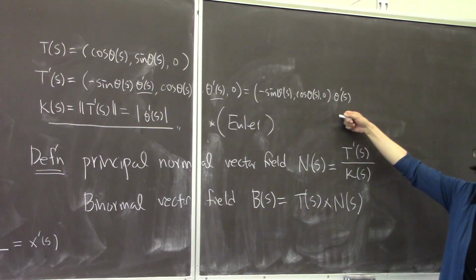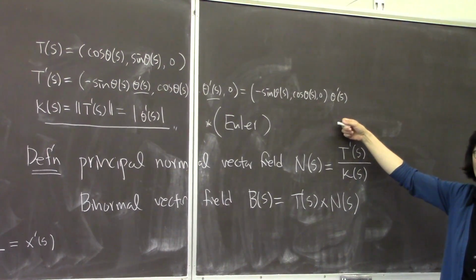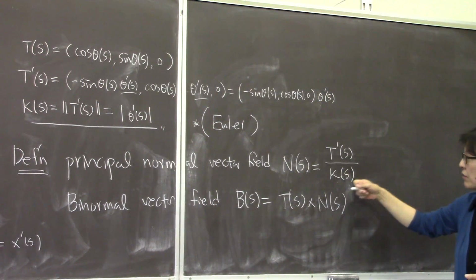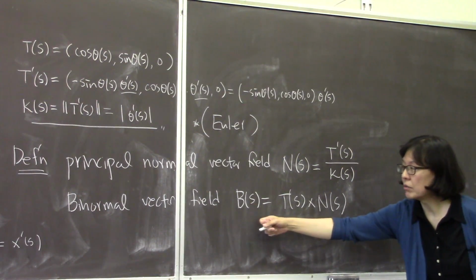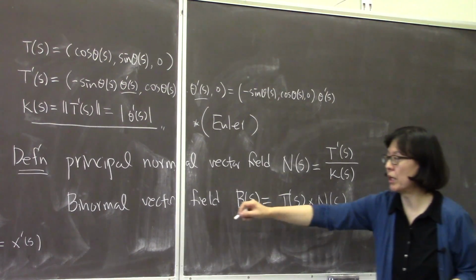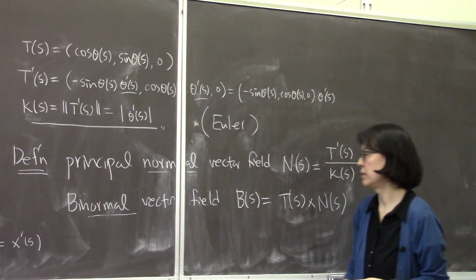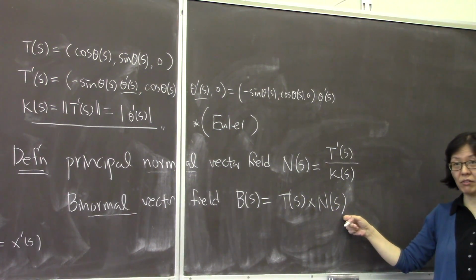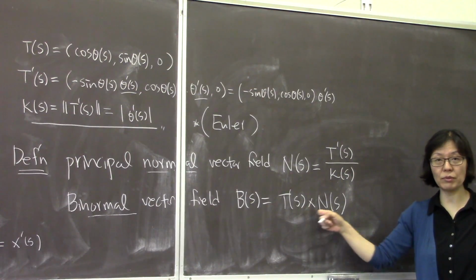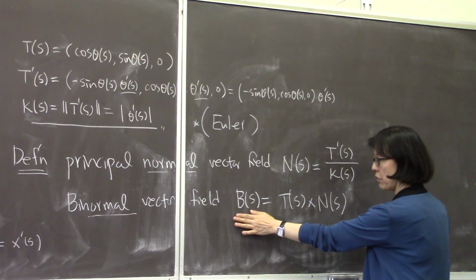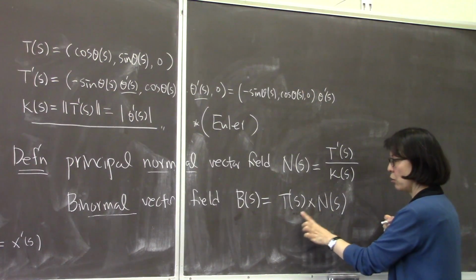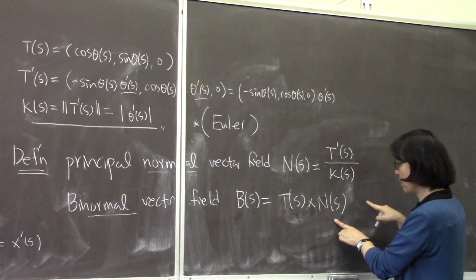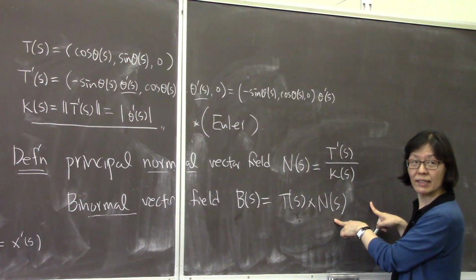Okay, so we have a unit tangent vector T, we have a principal normal vector field N, and we have a binormal vector field B, defined by taking the cross product of T and N. We learned from Calculus 3 that if you take the cross product of two vectors, the resulting vector is orthogonal, perpendicular, to the original two vectors. So B is orthogonal to T, and it is orthogonal to N, right?